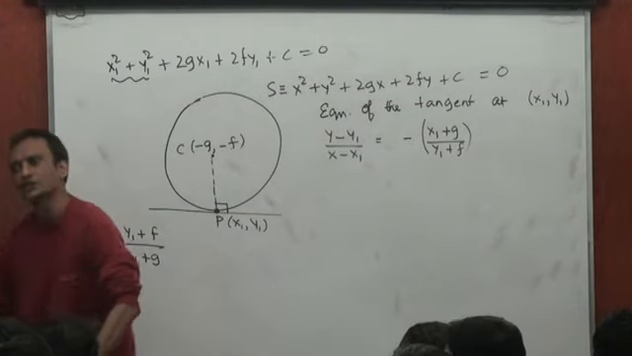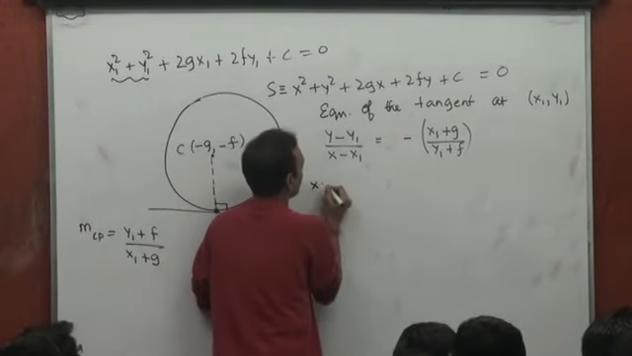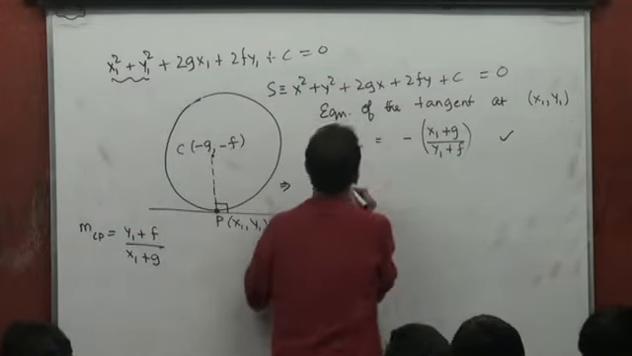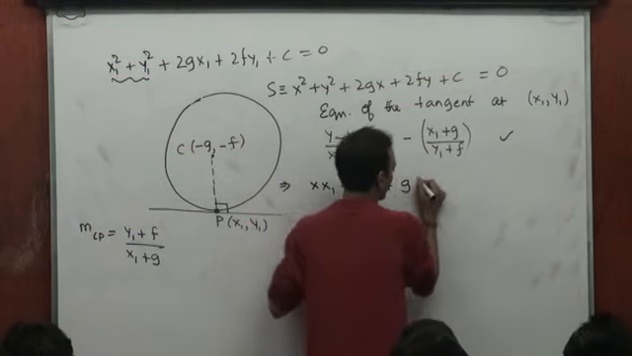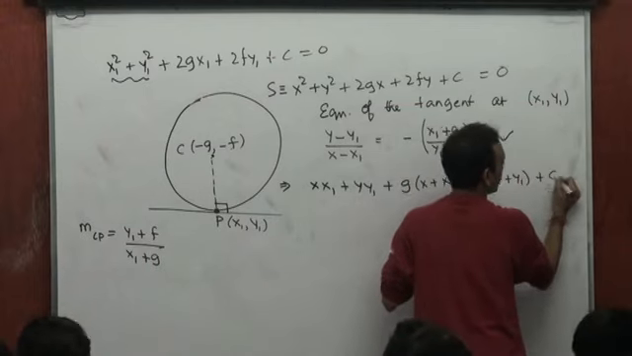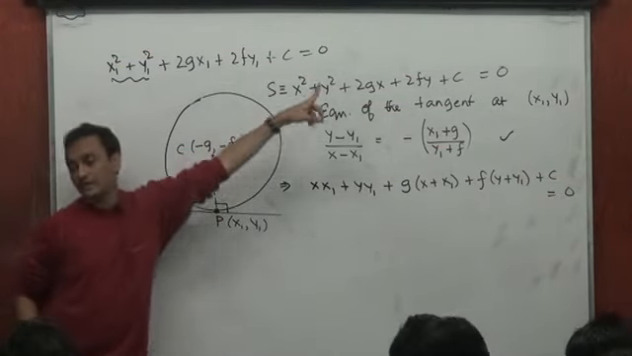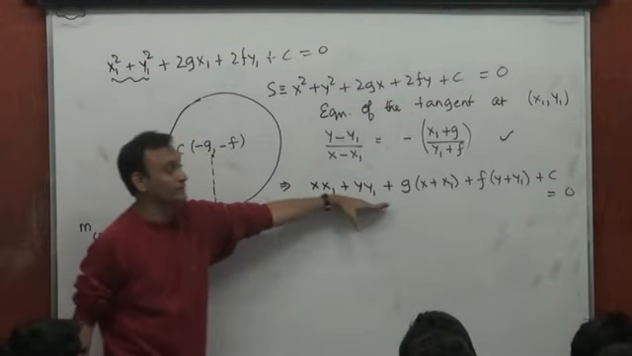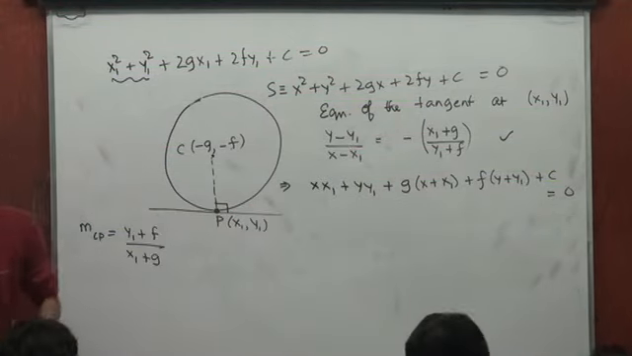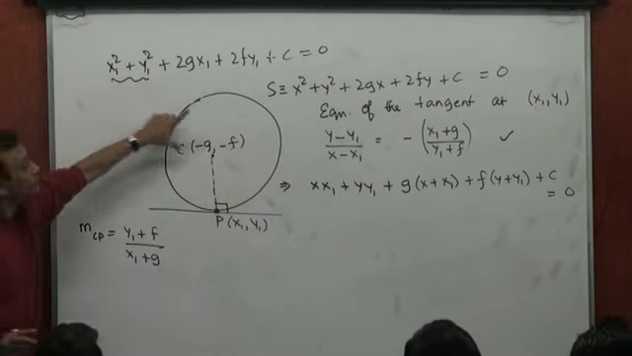And when you accomplish that, then the final equation of the tangent that's going to emerge out of it is going to be the following. This would be the equation of the tangent at x1 y1 to the circle S equal to 0: x x1 plus y y1 plus g into (x plus x1) plus f into (y plus y1) plus c equal to 0. That's the equation of the tangent at x1, y1 to the general circle.